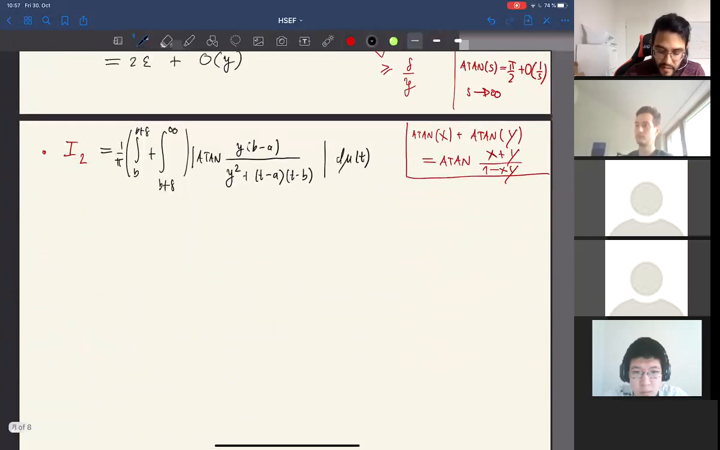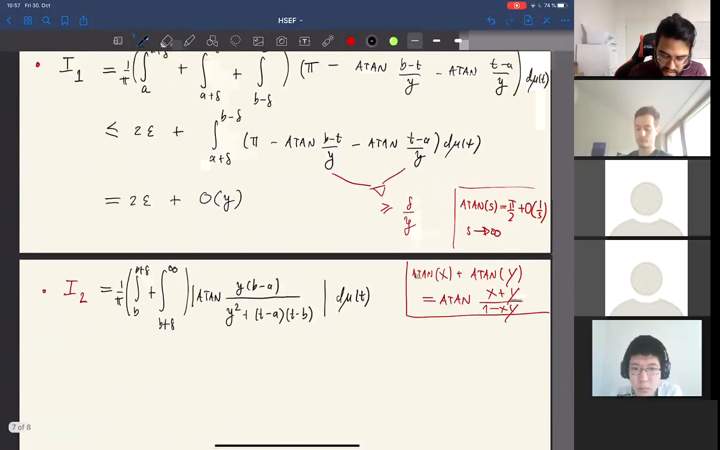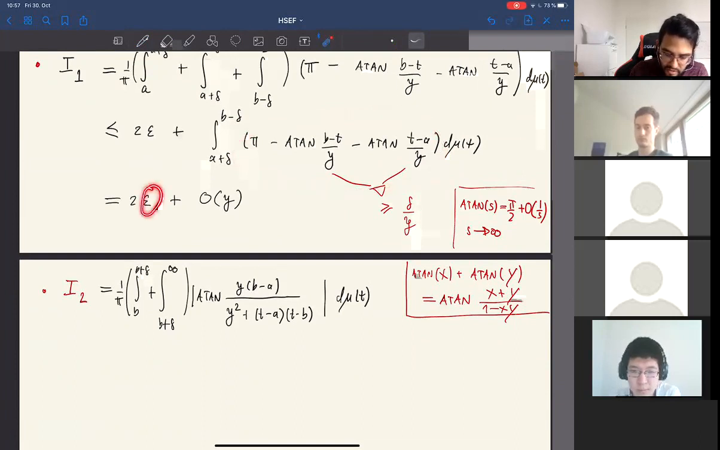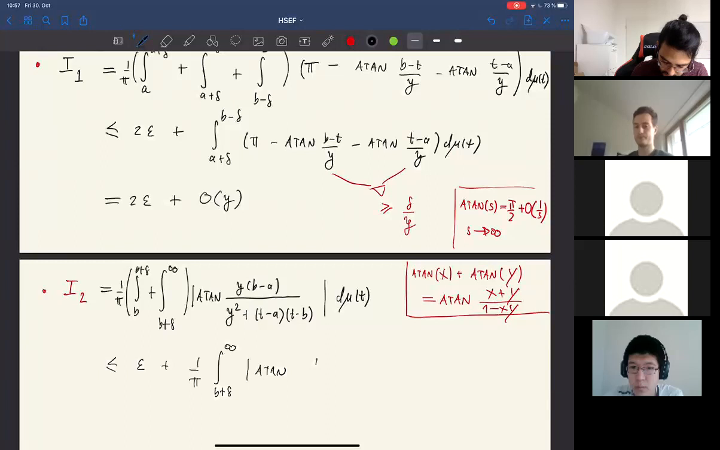And again, the very same argumentation. The integral from b to b plus delta, you can just unfold this identity, go back to this bit here, and do the same argument I did before. You're going to get also a contribution of epsilon. So this is less or equal than epsilon plus 1 over pi, the integral from b plus delta to infinity of arctan of this.